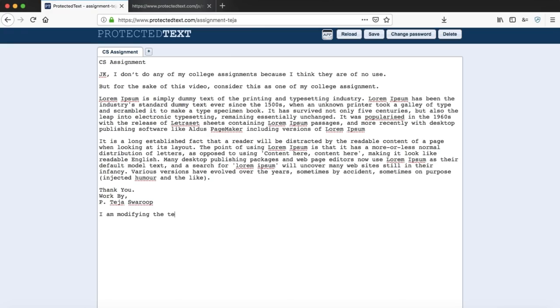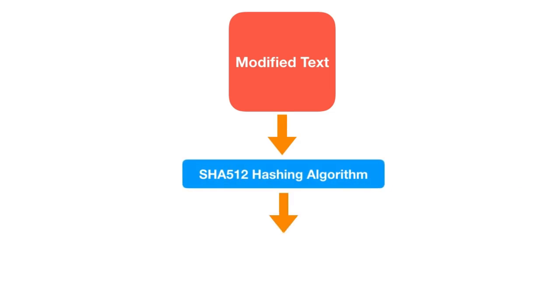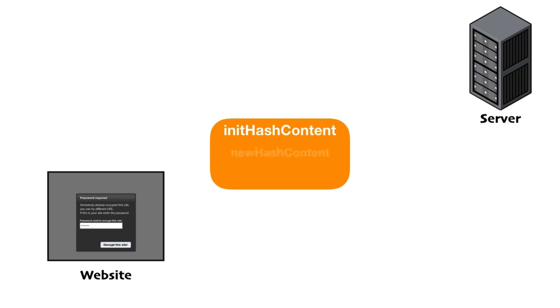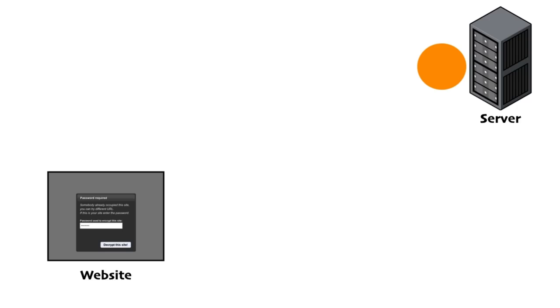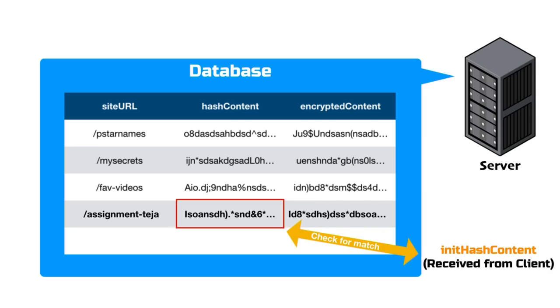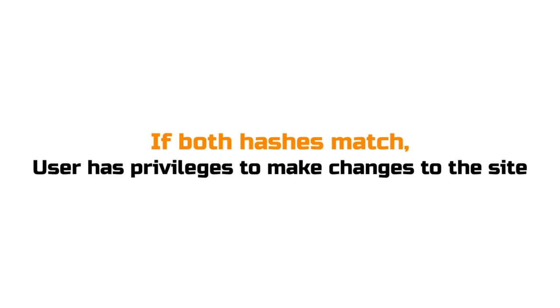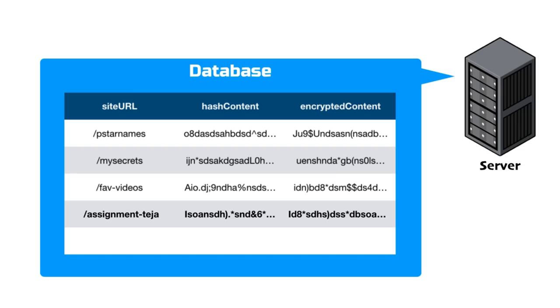Now, if you modify the text on the site and click on the save button to save the changes, this is what happens. The hash value of the modified text is calculated and saved in the variable new hash content. The values init hash content, new hash content, and the encrypted form of the modified text is sent to the server. The server then compares the init hash content with the already existing hash value of the database. If both match, it means the user has the required privileges to commit changes to the site. And then the hash value will be replaced with the new hash content, and the encrypted form of the modified text will be saved on the database.